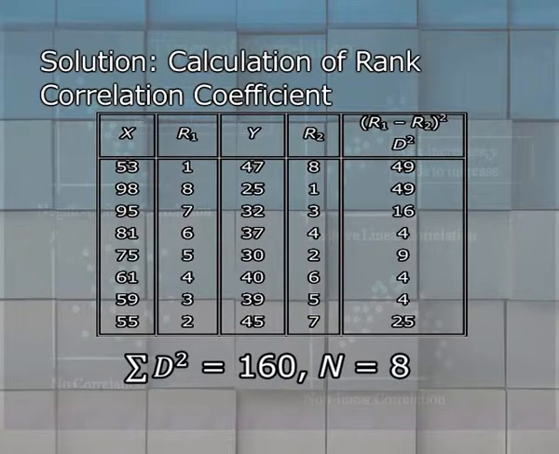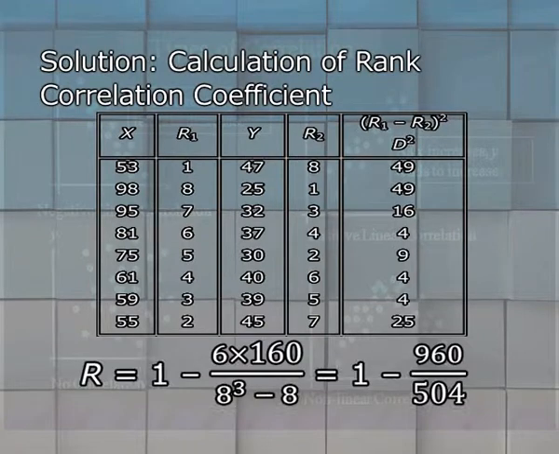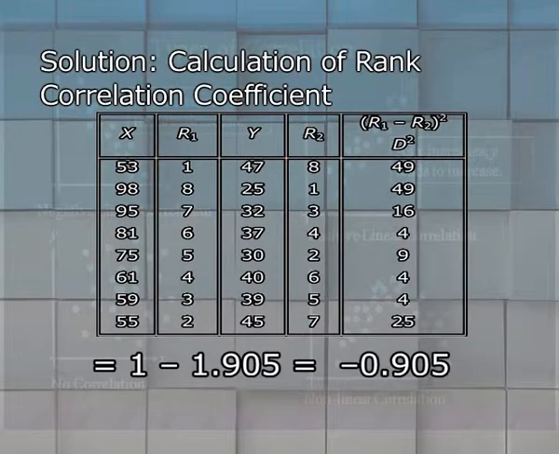So from the table we have calculated sigma d square is equal to 160, n is equal to 8. Now plugging these values in the formula, we get r equals 1 minus 6 into 160 divided by 8 cube minus 8, which gives us 1 minus 960 divided by 504. So that is giving you 1 minus 1.905, which is giving us minus 0.905. So that was the solution to this example.